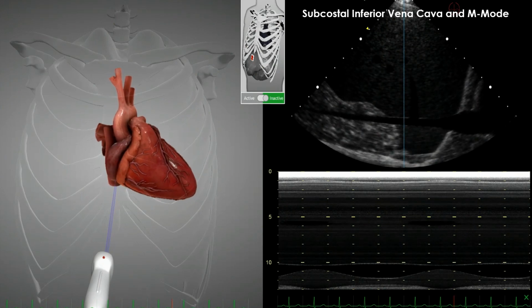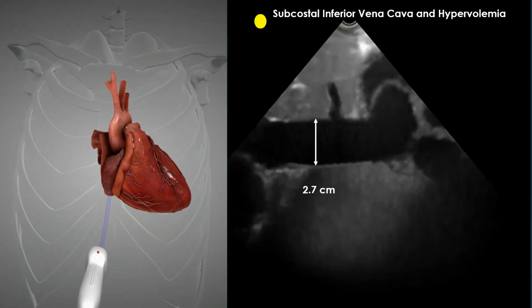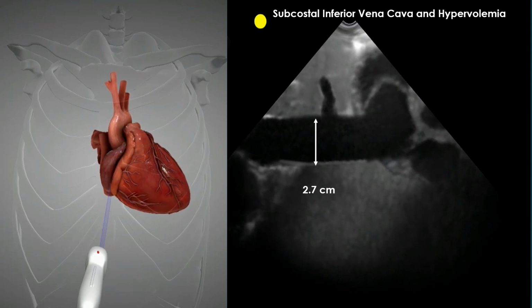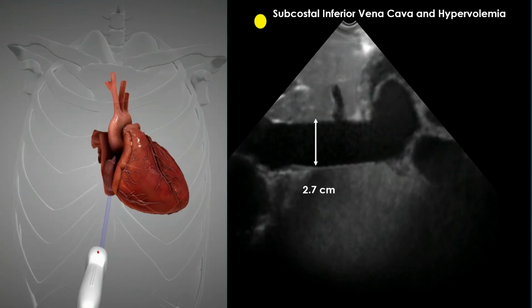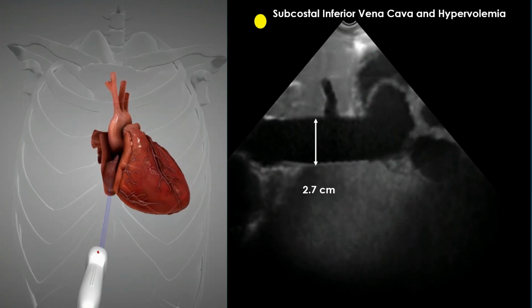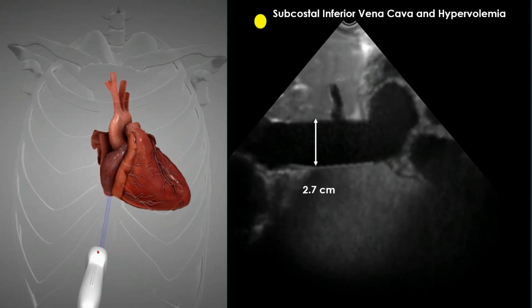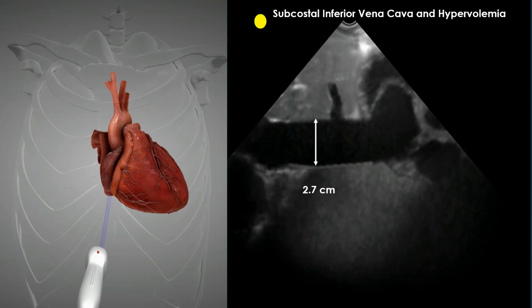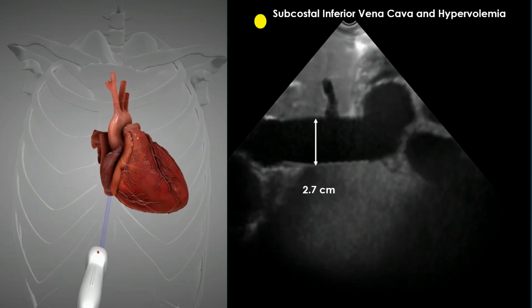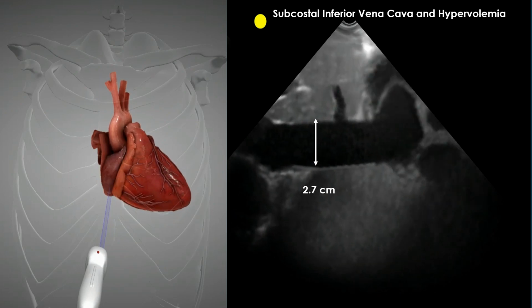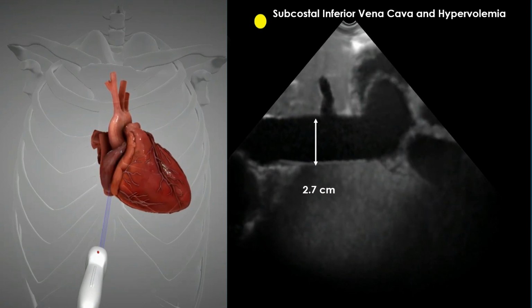Here's a patient with hypervolemia, a patient that's got a little bit of heart failure. You see your beam, and you can kind of see the measurement here. It's about 2.7 centimeters, and it does not collapse during ventilation. As well, it's greater than 2 centimeters. In fact, it collapses absolutely 0, so you know your CVP is at least 20. So that probably indicates that your LVEDP is high, which means that you probably need some type of contractility assistance.